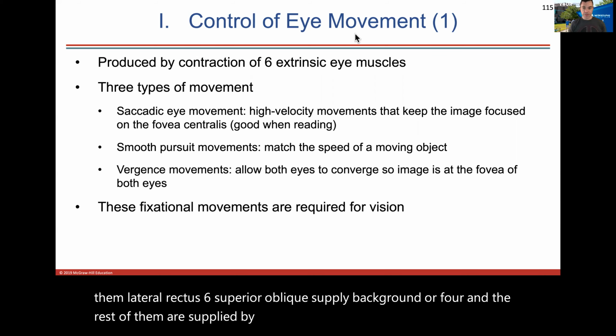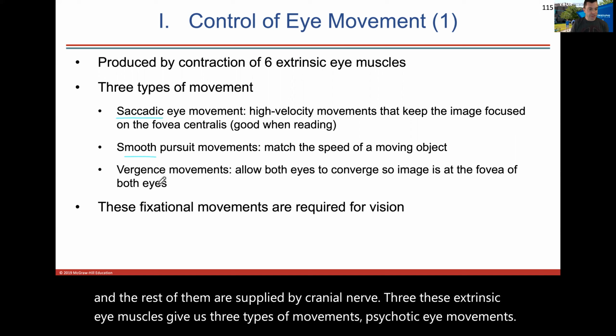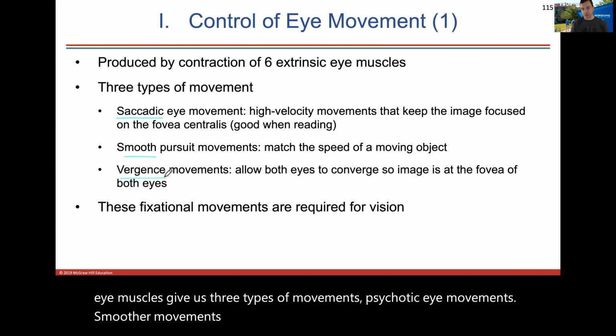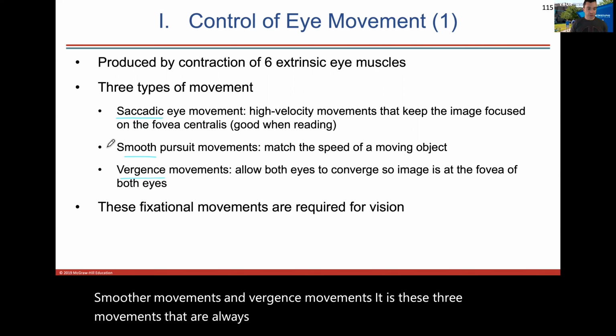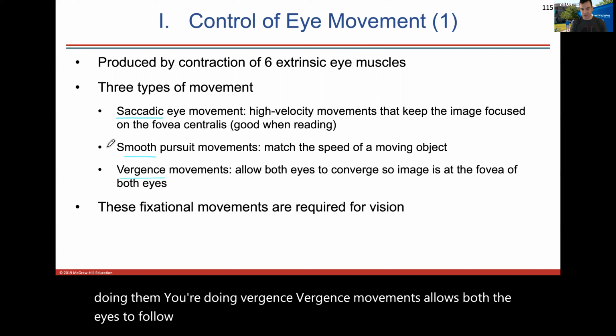These extrinsic eye muscles give us three types of movements: saccadic eye movements, smooth eye movements, and vergence movements. It is these three movements that are always happening. You don't really know you are doing them. Well, you know you're doing vergence. Vergence movement allows both eyes to follow something as it gets close. It allows both eyes to converge.